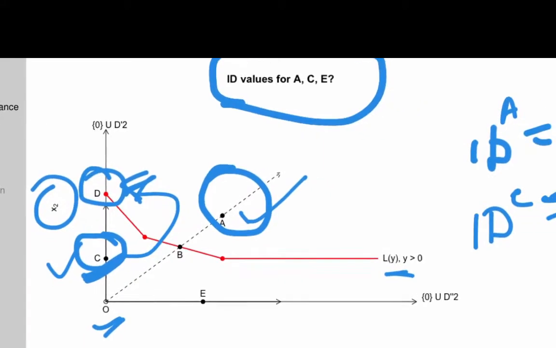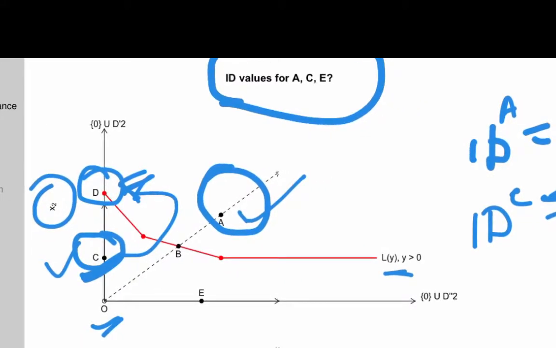Now let's look at another point on the boundary, point E. As you can see, the isoquant for producing Y does not touch or intersect the x-axis. So it's telling us that there is no way to produce Y without using x2. Doesn't matter how much x1 you have, x2 is essential to producing Y.